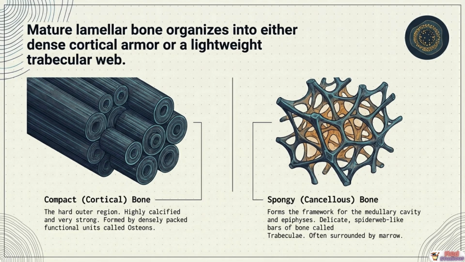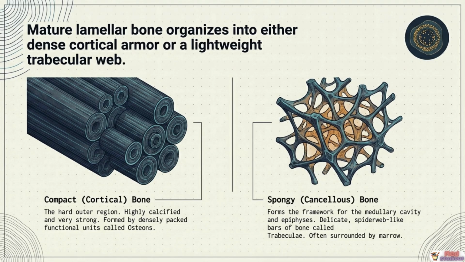The second form is spongy bone, also called cancellous or trabecular bone. Unlike the solid wall of compact bone, spongy bone has a completely open, lattice-like architecture, a three-dimensional network of thin mineralized struts and plates called trabeculae, which are oriented along the principal lines of stress passing through the bone. Between the trabeculae, the spaces are filled with bone marrow. Spongy bone is found predominantly in the epiphyses of long bones, the interior of flat bones, and the core of short and irregular bones. Despite its porous appearance, the trabecular architecture is brilliantly engineered.